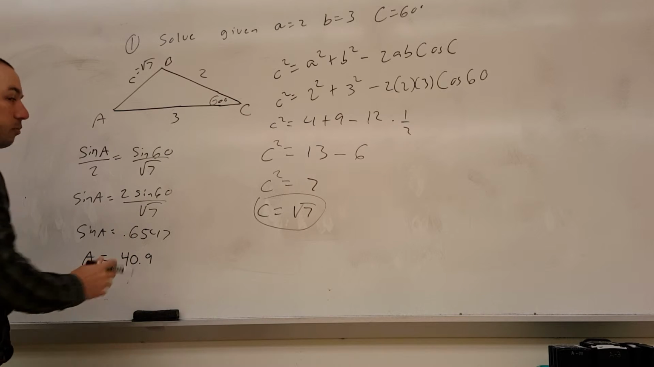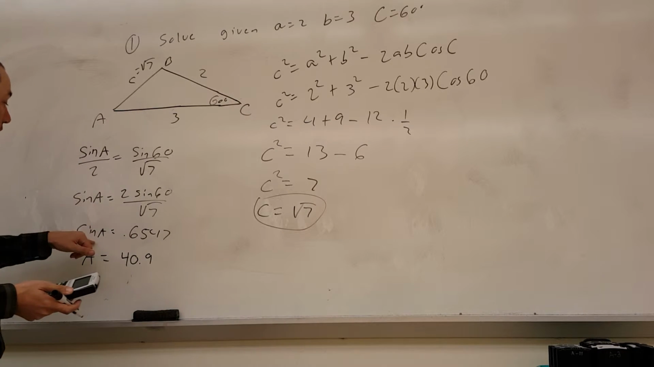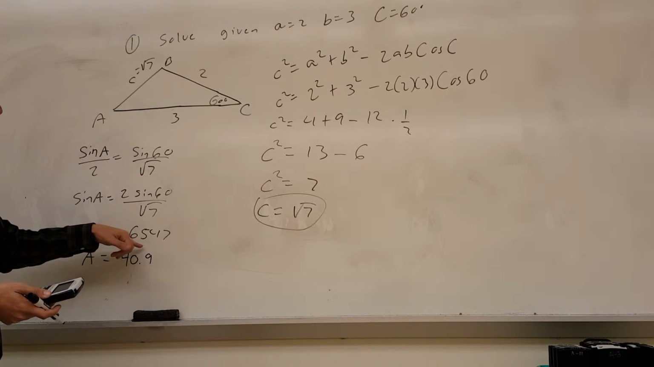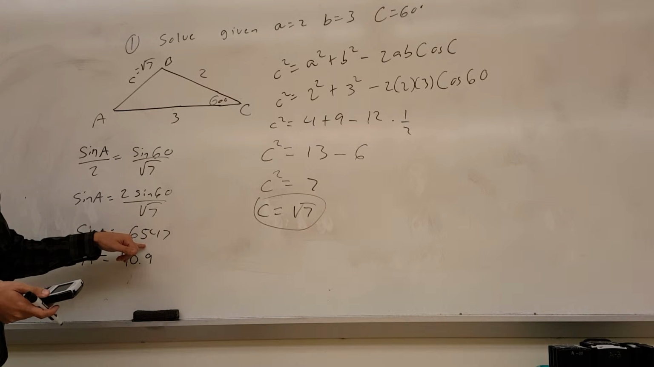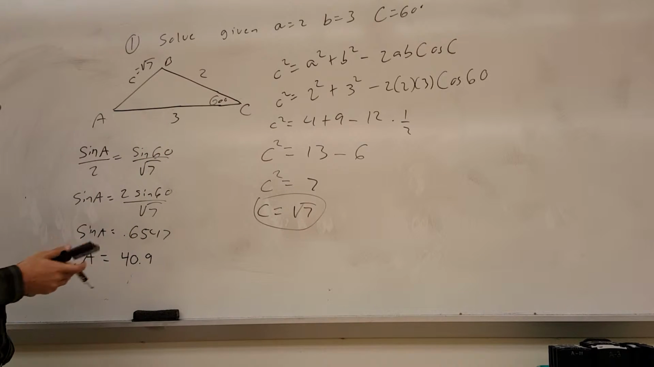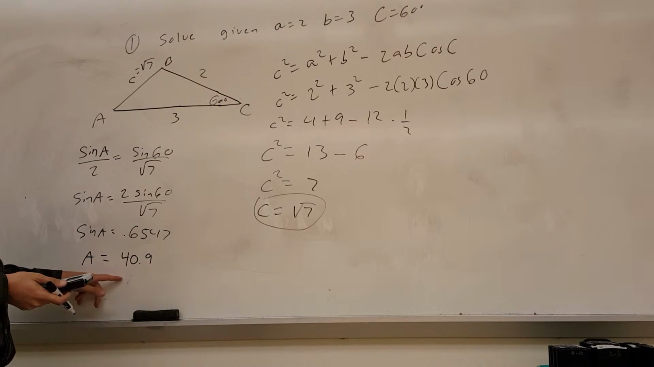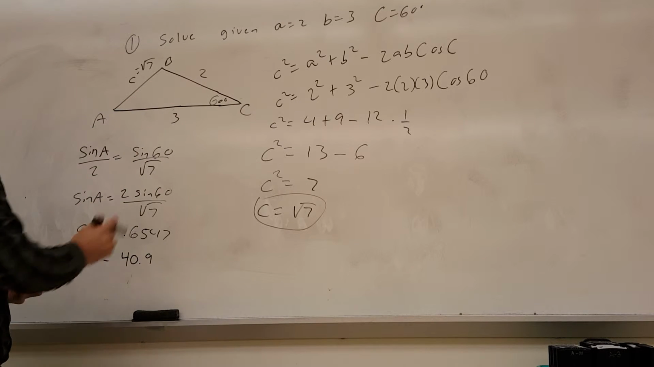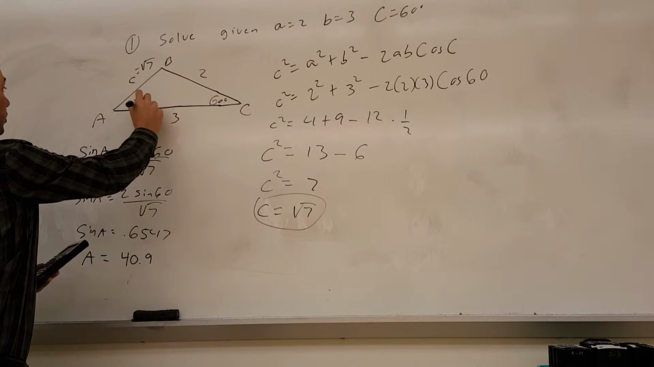40.9. Now, in our previous lesson, we said the sine of A equals 0.6547. It has two answers because sine can be positive in the first or second quadrant. But we know A must be an acute angle because it's opposite a smaller side. So 40.9 degrees here.